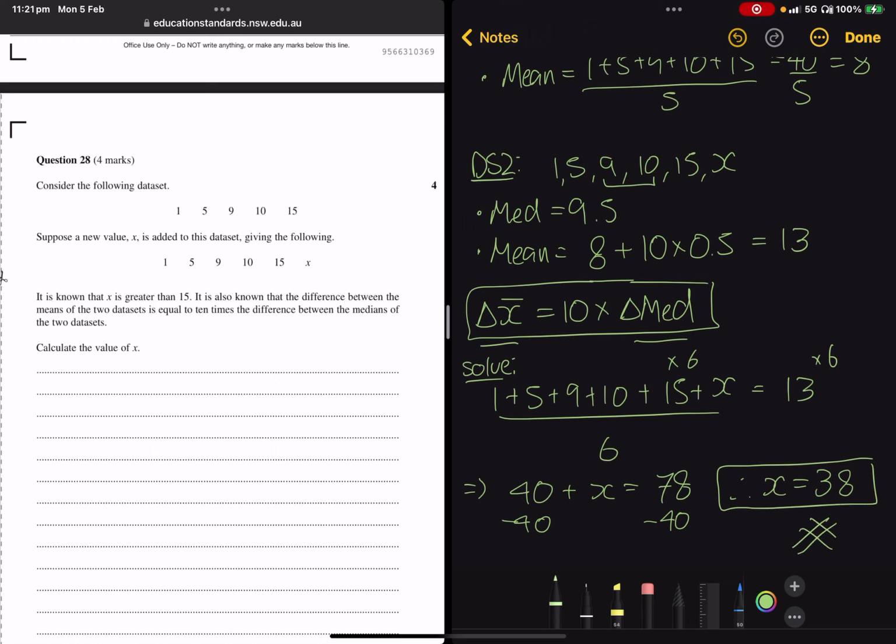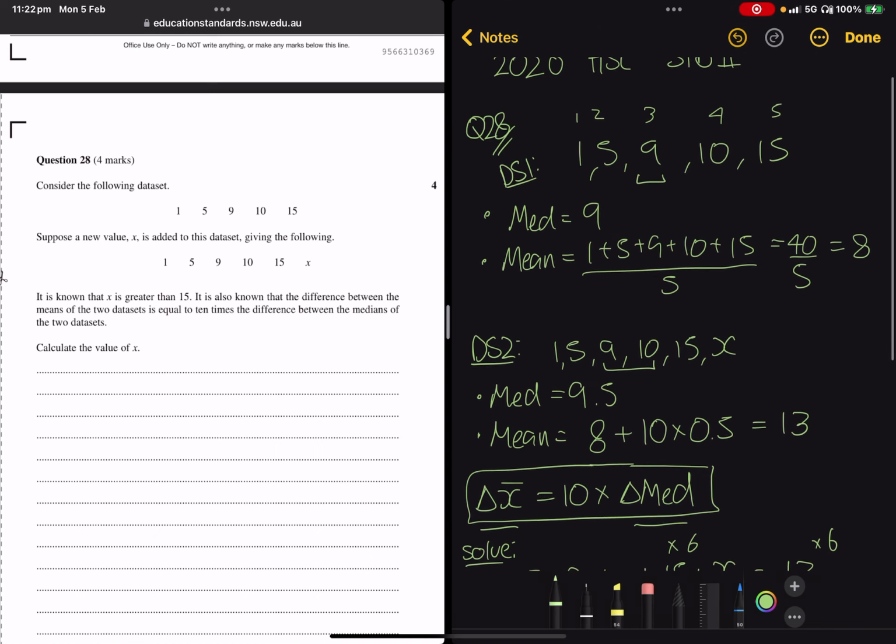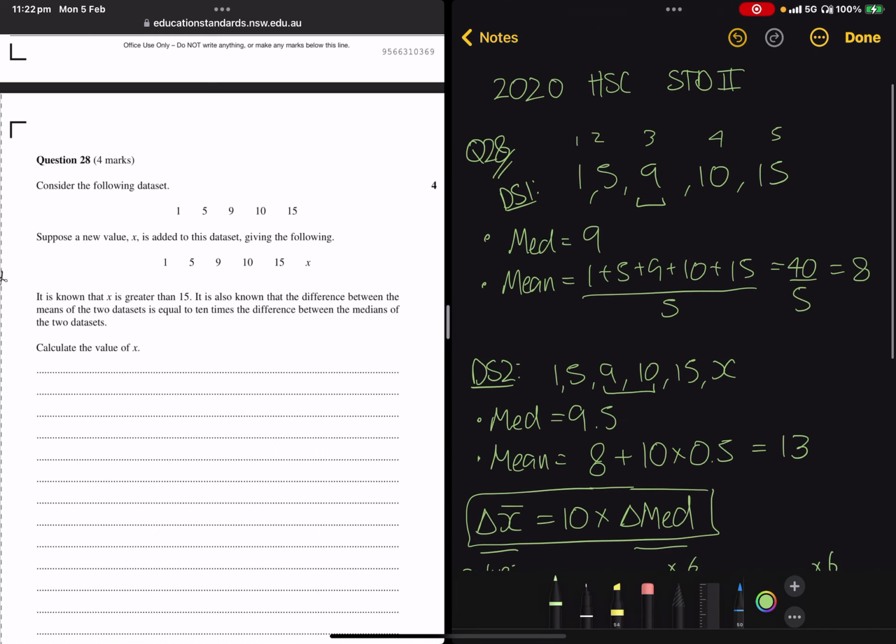So now let's have a look through the marking. The marking here is pretty straightforward. You get 1 mark for calculating the median of the first data set or equivalent merit. So if you find the median of the first set or something equivalent, that'll get your mark. Second mark for the mean and median of the first data set. So you need both of these values.